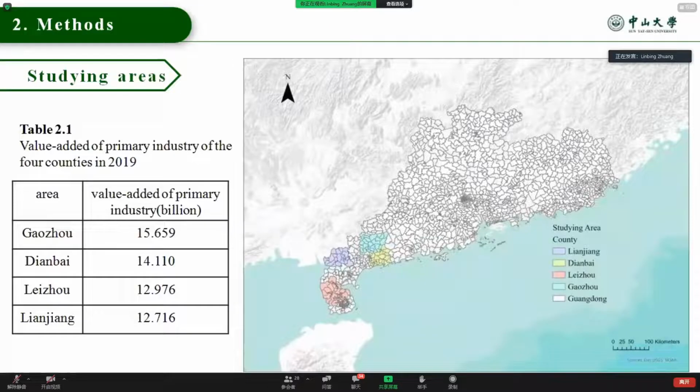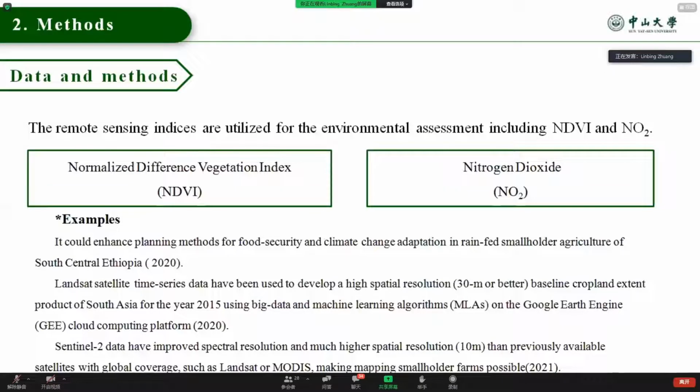The area has a tropical monsoon climate with abundant sunshine and rainfall, and agriculture already plays an important role here. The remote sensing indices we use for our study are the normalized difference vegetation index and nitrogen dioxide. We call them NDVI and NO2. Here are examples of how they have been used for agricultural monitoring.